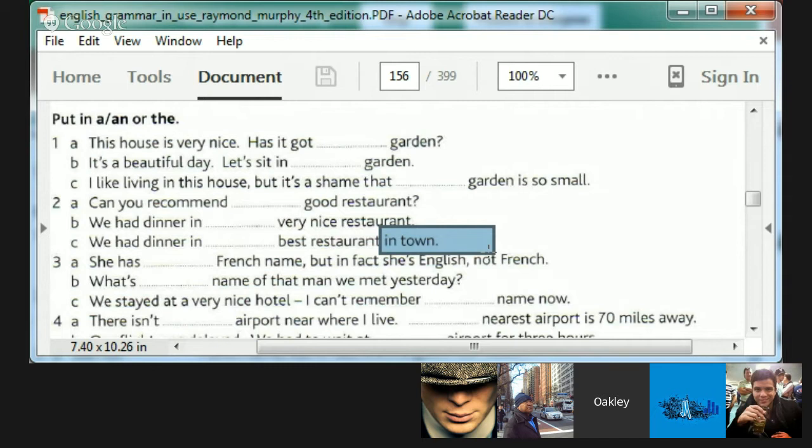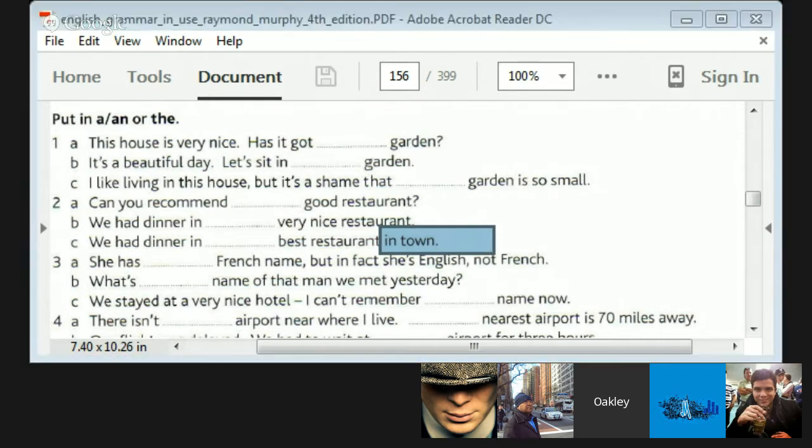Yeah, and there's also another trick there. We have to use articles with house because in-house is also a phrase, meaning inside your company. So it could be very confusing if you weren't using articles.